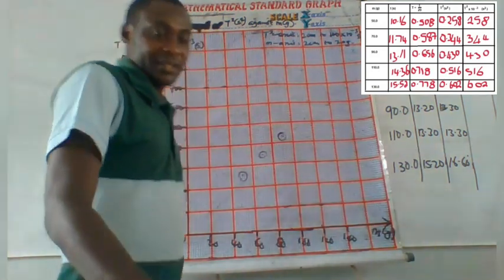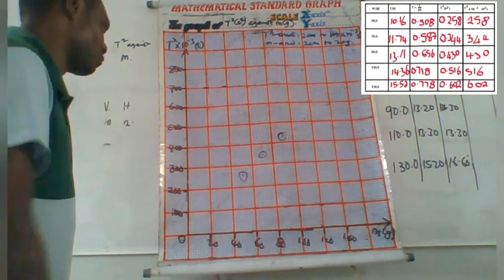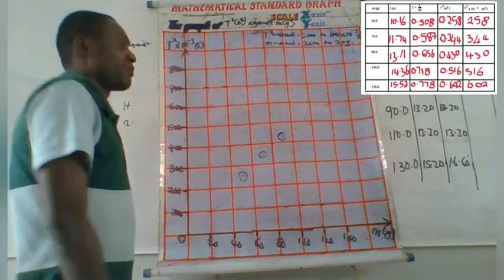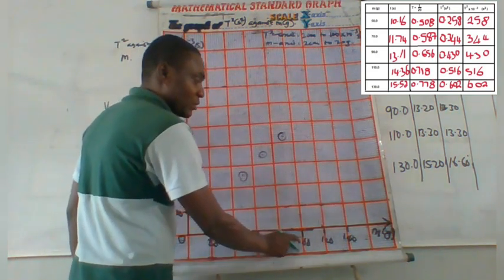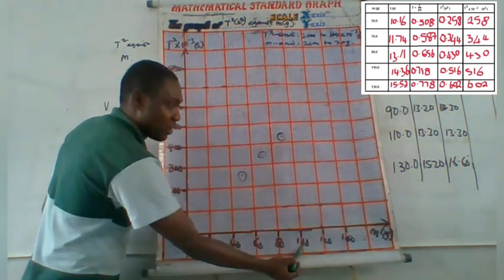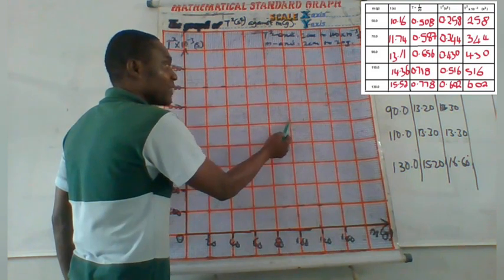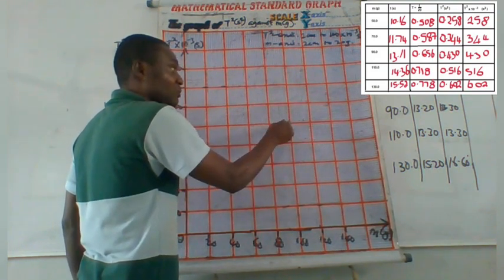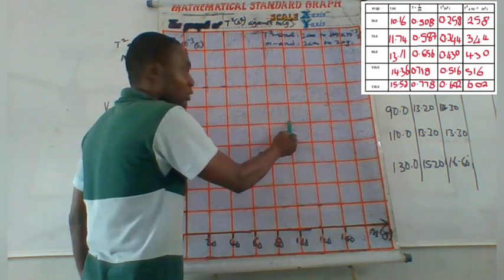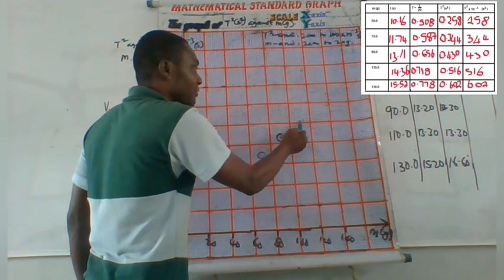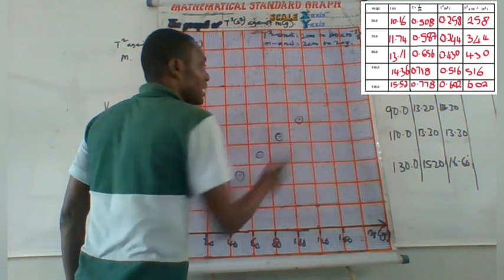Next, it is 516 for 110. So 110 is between 100 and 120. Let's go up to 500. This is 510. 516 is between 510 and 520. So we'll move it to 110. The midpoint: 1, 2, 3, 4, 5. That's the midpoint. We use our discretion to put it somewhere in between. So put a dot and draw a circle again.